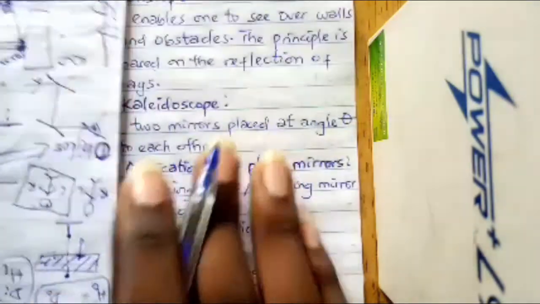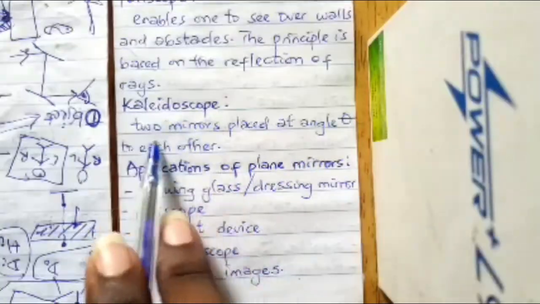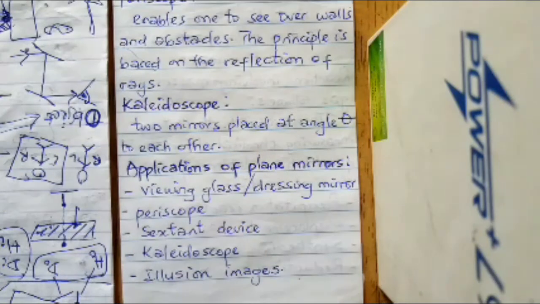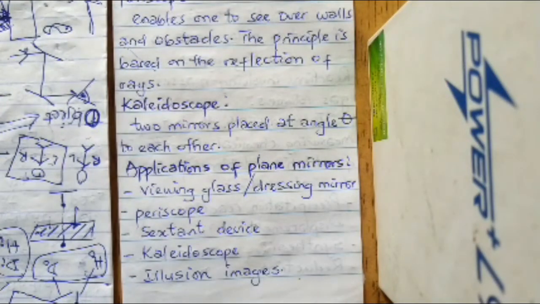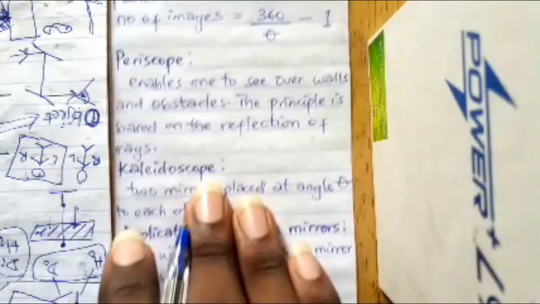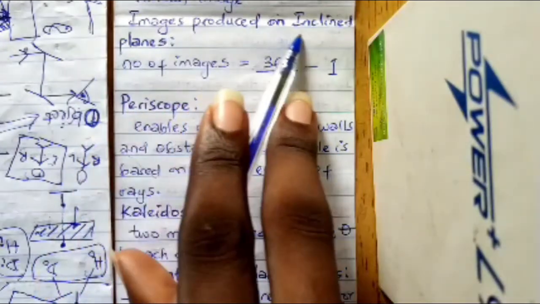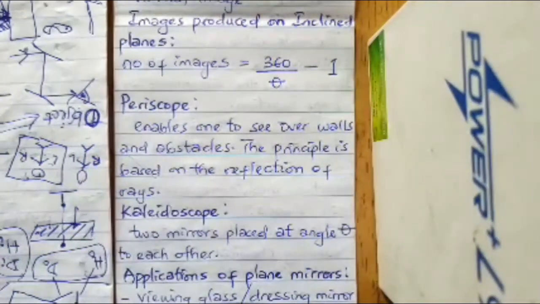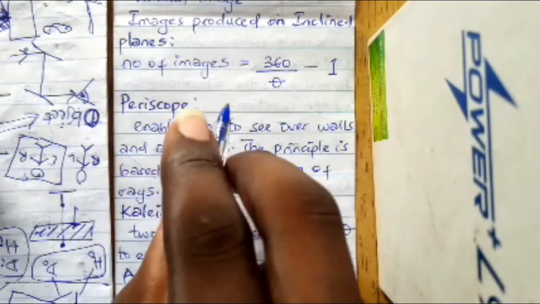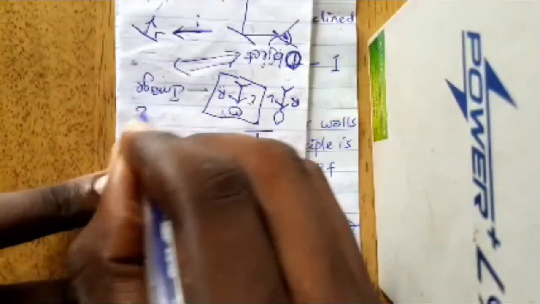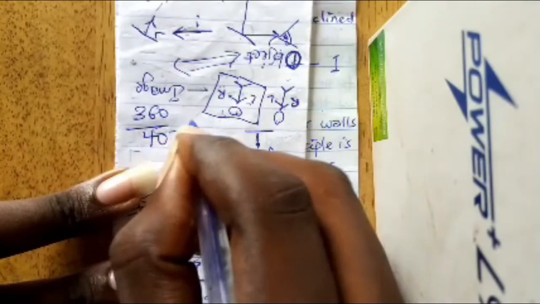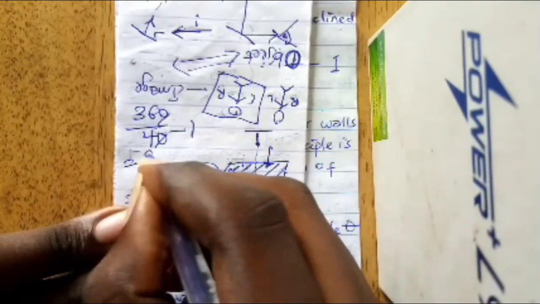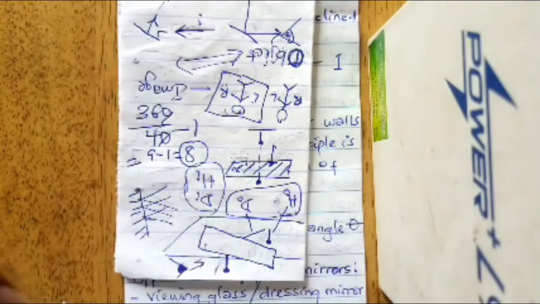So also we have a kaleidoscope. A kaleidoscope is two mirrors placed at angles to one another. A set of mirrors placed at various angles to each other is known as a kaleidoscope. The kaleidoscope uses this principle of images produced on inclined planes. So if the mirrors of a kaleidoscope are placed at, let's say, 40 degrees to one another, the number of images formed will be 360 over 40 minus 1. So that will give us 9 minus 1, which gives us 8 images.